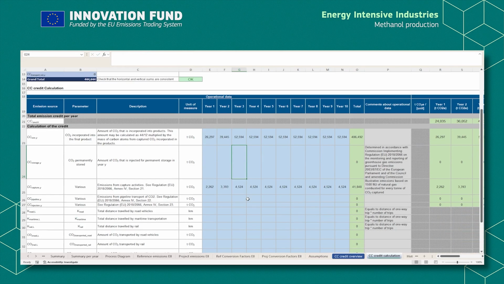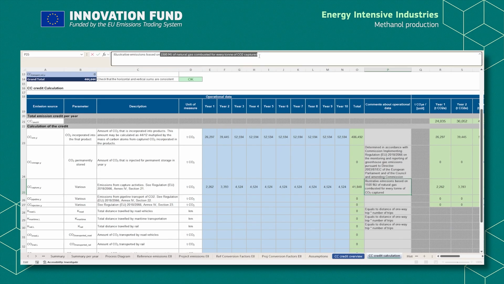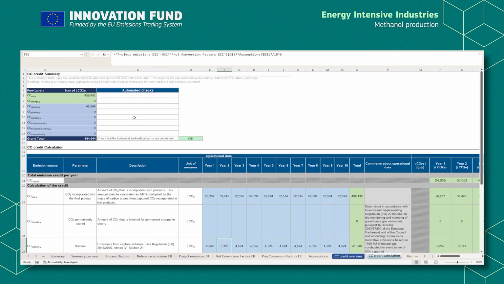Below this, we have calculated the emissions associated with running the capture equipment. We've assumed that the capture unit requires 1500 MJ of heat per ton of CO2 captured, and that this heat is supplied by natural gas combustion. We end up with a net carbon capture credit of 42,000 tons of CO2 equivalent per year at full capacity.